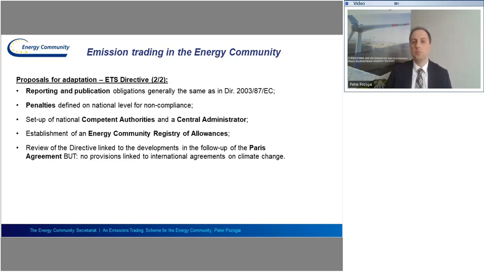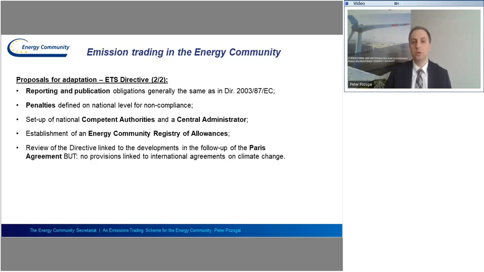Other provisions such as reporting and publication or penalties would be again the same as in the ETS directive, and we would have the same competent authorities and the central administrator. A small difference from the EU evolution would be the registry. In the EU system, there were national registries at the beginning, but in the energy community, we believe that we could harness some economies of scale and we could rule out some incompatibility problems by putting in place from the very beginning an energy community registry of allowances.